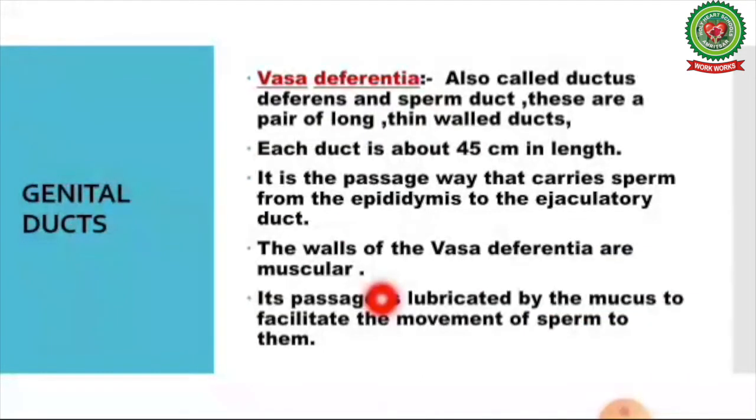Moving on to the next genital duct, that is vas deferentia, also called ductus deferens and sperm duct. These are a pair of long, thin-walled ducts. Each duct is about 45 cm in length. It is a passageway that carries sperm from the epididymis to the ejaculatory duct. The walls of the vas deferentia are muscular. Its passage is lubricated by the mucus to facilitate the movement of sperm through them.